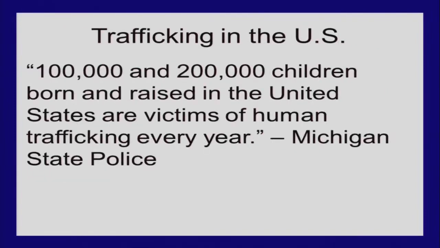Trafficking in the U.S., everybody's like, oh, well, it's immigrants that come here. No, it's not just immigrants. It is people that are born here. The rough estimate is between 100,000 to 200,000.